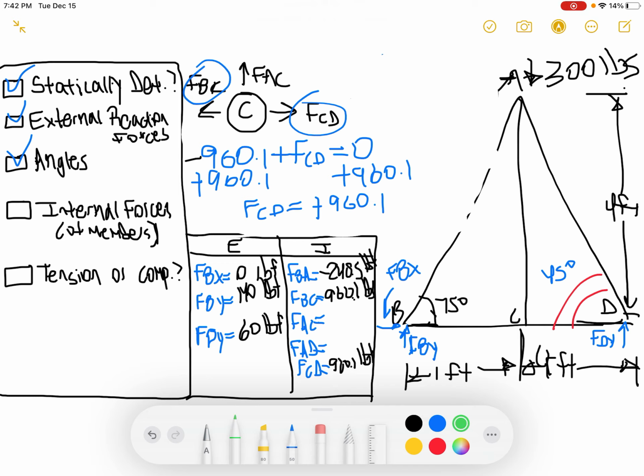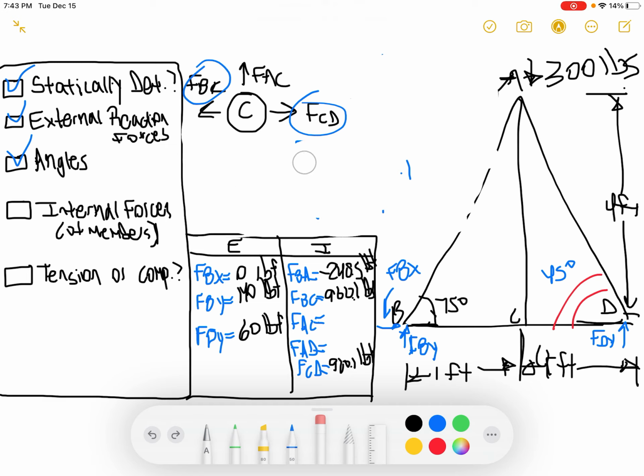And here's a hint. That's the case because they are both equally far away from joint C. That's why. So now we can do the sum of the y forces for joint C. The only y force is FAC, if you notice. So if the sum of the y forces equals 0 and there only is one force, that means FAC equals 0 because there's nothing else to add it to. So that's just 0 pounds of force.